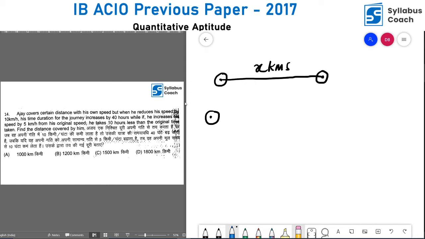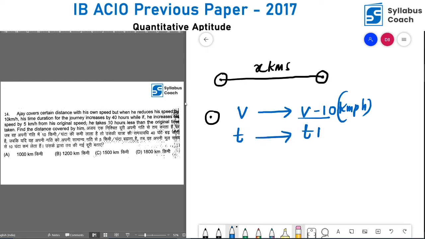That means when he's reducing his speed by 10 km per hour, in that case his time is going to increase by 40 hours. So this is the first case. So let's try to write an equation for this.